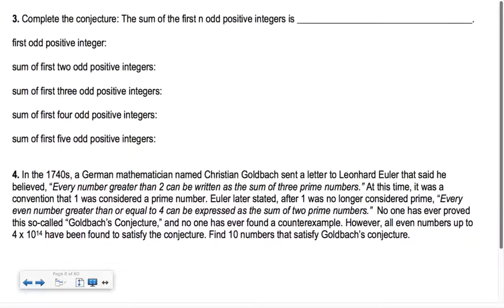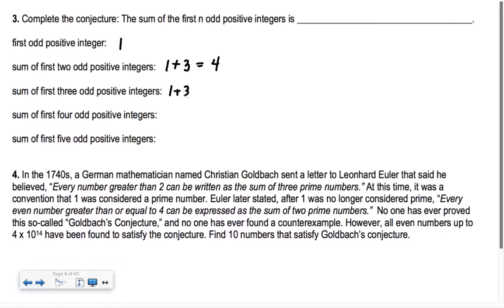All right, so the next one. It says complete the conjecture. The sum of the first n odd positive integers is blank. This is a cool pattern. What's the first odd positive integer? 1. So if I'm just adding 1, 1 added to nothing is 1, right? How about the first two odd ones? So 1 and 3, right? What do I get when I add them together?